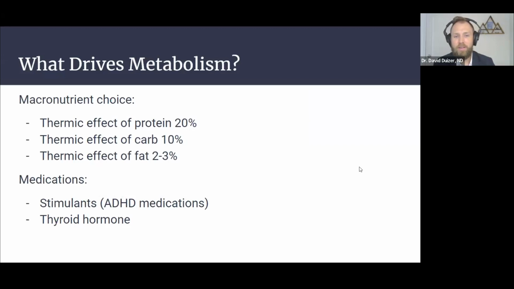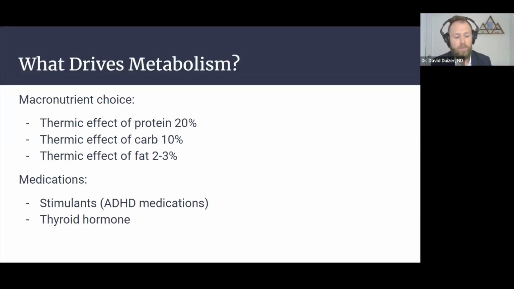Finally, the thermic effect of food. People talk about the thermic effect of food being like 8 to 10% of your calorie burn, which is just digestion. But it's helpful to know that there's a difference between each macronutrient. The thermic effect of protein is actually 20%, maybe even a little higher. The thermic effect of carbs is 10%, and the thermic effect of fat is 2 to 3%. And this is of the calories within those foods.